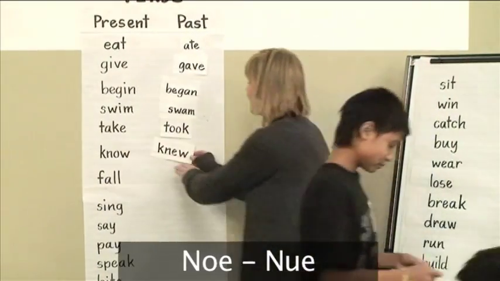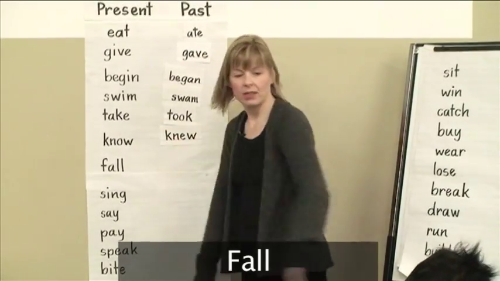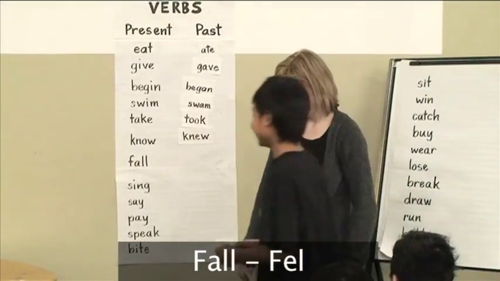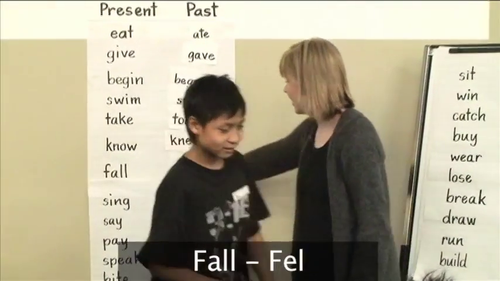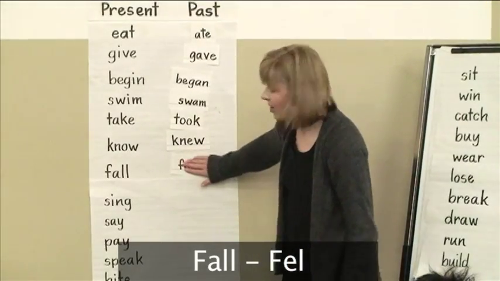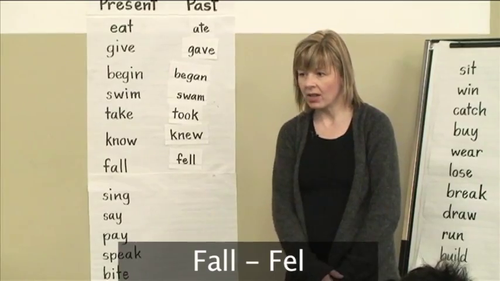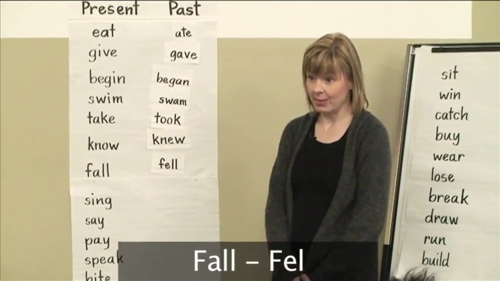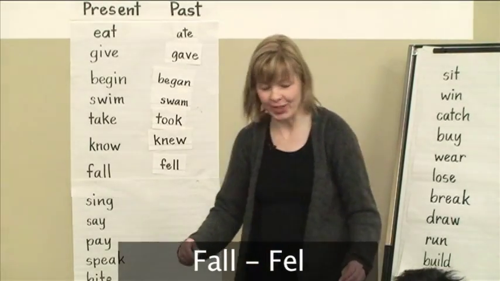Thanks, Sar. Now, who has the past tense for fall? Fell. Oh, again. Fell. When you were walking to school this week, did you ever fall down on the ice? No. No? I fell down on the ice this week. I fell one time. And so now I walk very carefully.